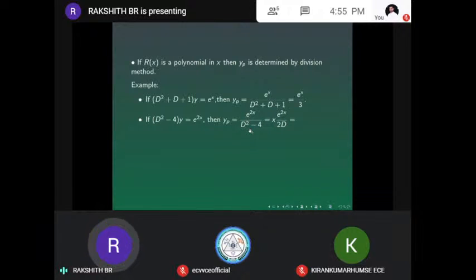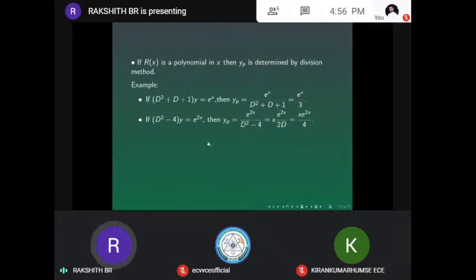If you differentiate the denominator, then you need to pay a penalty. The penalty is x. So it is simply x into e power 2x by the derivative of D square minus 4. The derivative of D square minus 4 is 2D. So now in this equation, you just replace D by 2. This constant term you can just keep outside. So it is simply x by 2 into e power 2x by D. Again replace D by 2. So it is simply x e power 2x by 4.